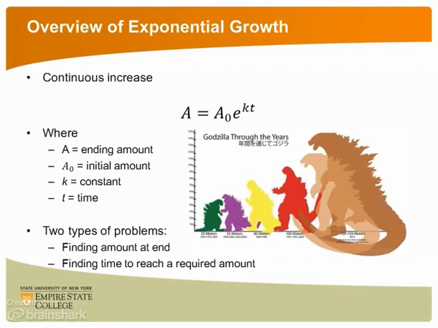Exponential growth functions have a form that looks like A equals A sub 0 multiplied by e raised to the k times t power. The A represents the population size after a given amount of time. A sub 0 is the initial amount, or the amount at time 0. The k is a constant that determines the behavior of the equation. The t is the time that has elapsed.